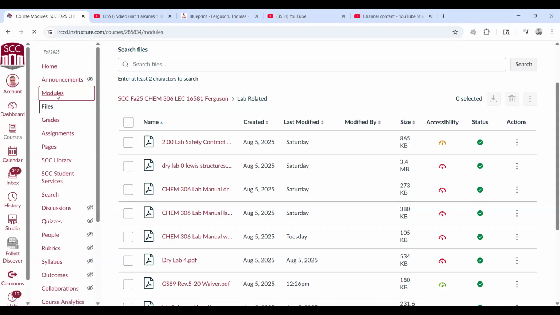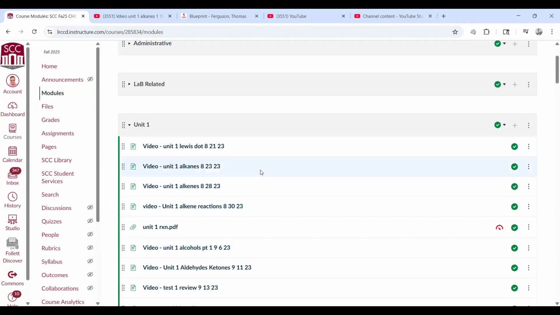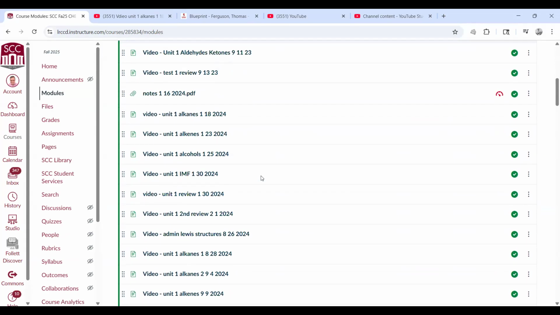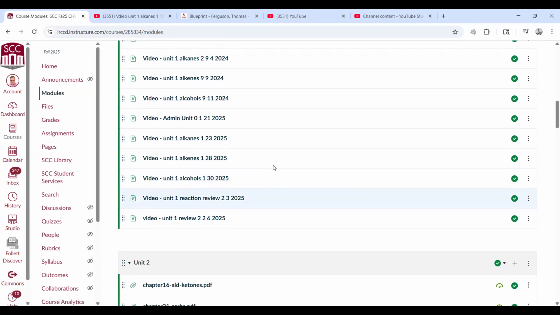And you're going to go to modules, and you're going to go down to Unit 1. This is where all the videos are. So they're by unit, title, and date. So you're going to be doing alkanes for Wednesday.